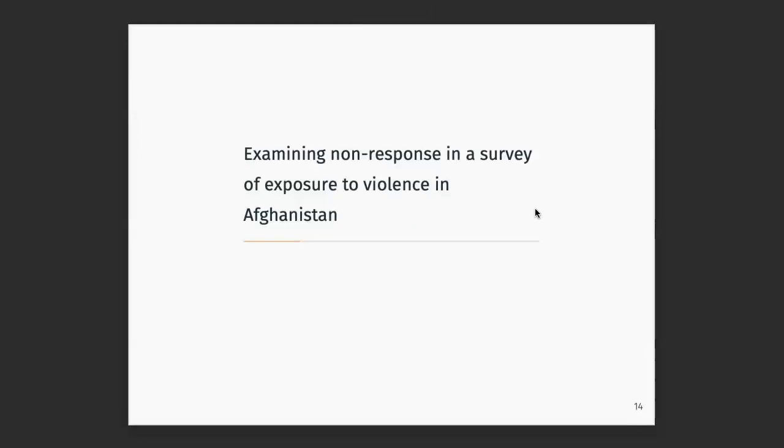So let's look at non-response in a survey of exposure to violence in Afghanistan. This is a survey conducted by some American political scientists in the early parts of the war in Afghanistan about exposure to violence from either the US-led coalition forces or from the Taliban, and attitudes about the US-led coalition forces. And the goal here was to try and understand how exposure to violence from both sides of a conflict impacts civilian attitudes toward the occupying force.